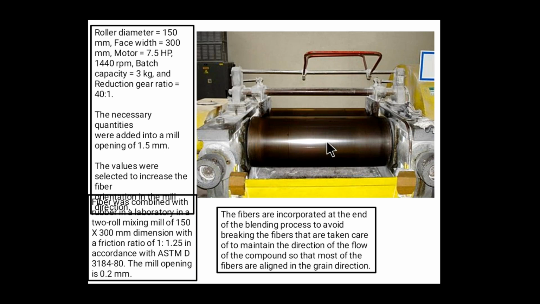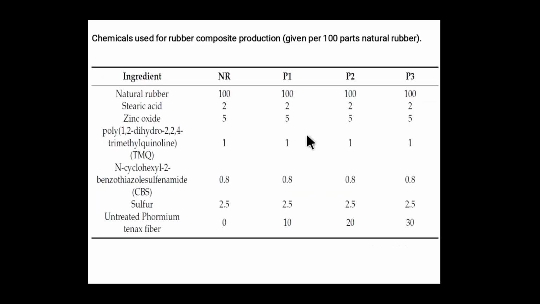The dimensions of the material after mixing are 150 by 300 mm, with a friction ratio of 1:1.25, according to ASTM standard 3184/80. The mill opening is 0.2 mm. The nip gap, mill roll speed ratio, and number of passes were kept identical in all combinations, which include pure natural rubber, P1, P2, and P3.